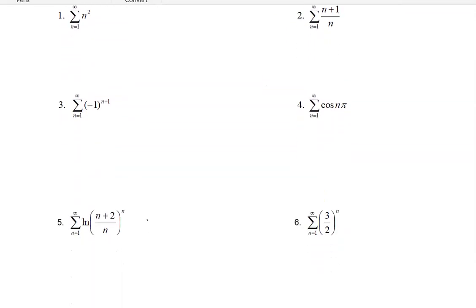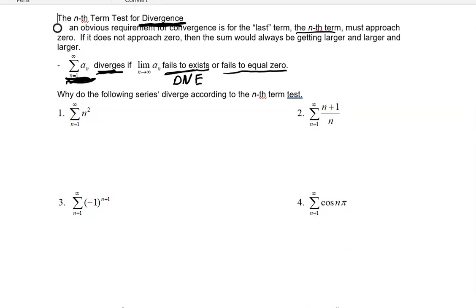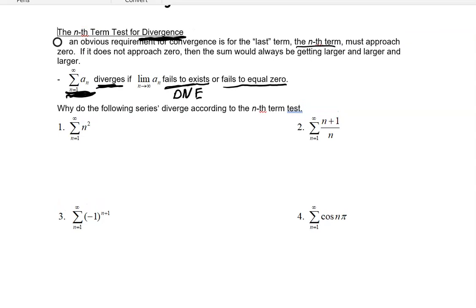So I'm going to go to number 2 first, because I think it's the one that explains this the most clearly. Notice number 2 is not geometric. If we wrote out the first few terms, plug in a 1, you would get 2 over 1. If you plug in a 2, 3 over 2. And if we plug in an n value of 3, we would get 4 over 3. There is no common ratio here. So now that we've done geometric series, don't think every series is going to be geometric. All right, that's not the case.